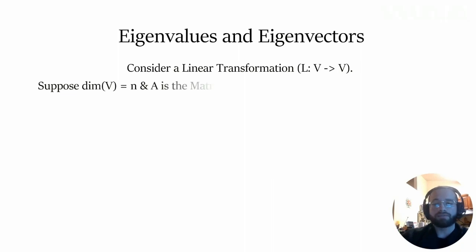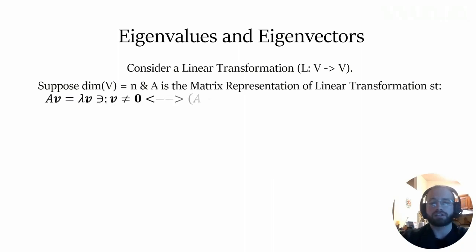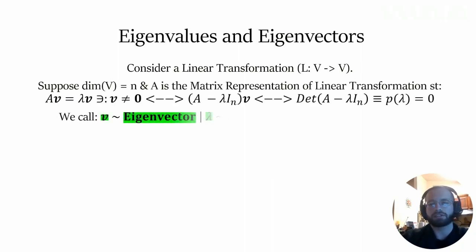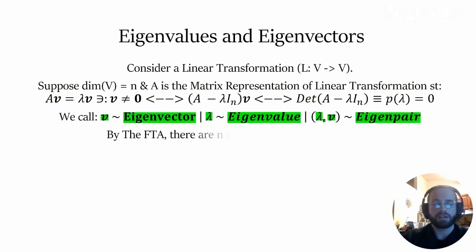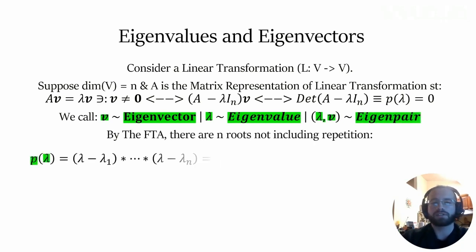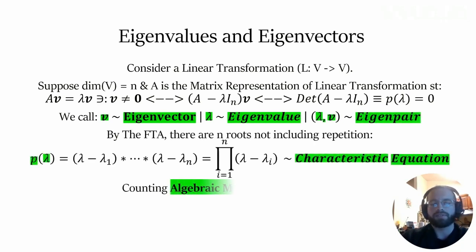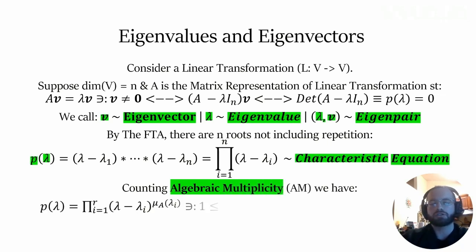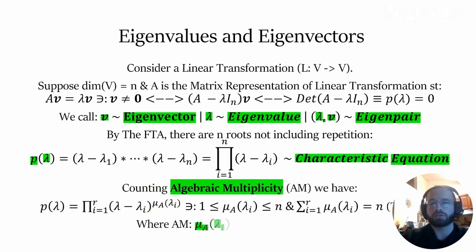Let's speak about eigenvalues and eigenvectors. Let's consider the linear transformation L mapping from V onto itself, where V is a vector space. Now we're going to consider the case where V is finite dimensional, and we have A as a matrix representation of the linear transformation. So A is a square matrix because V is finite dimensional.